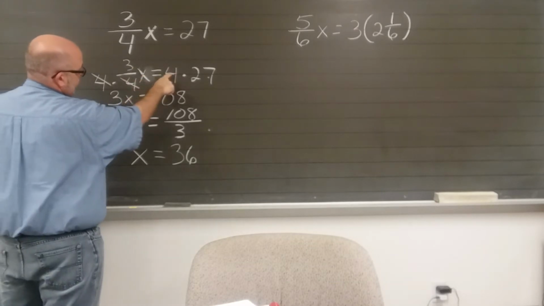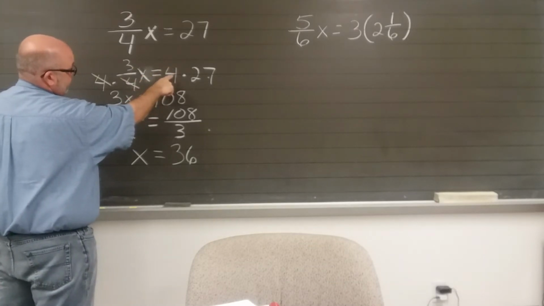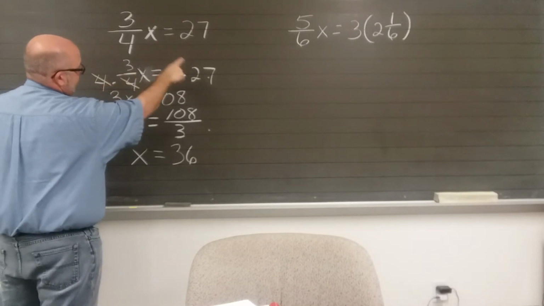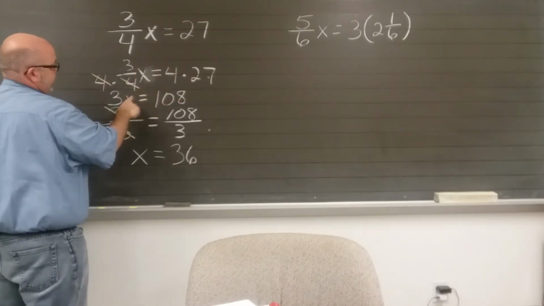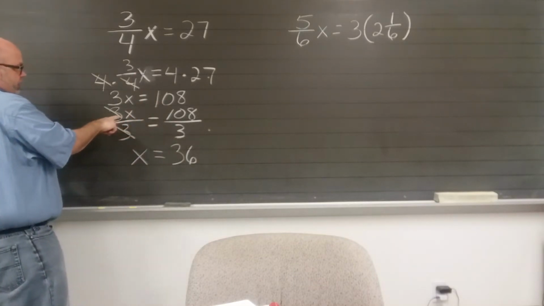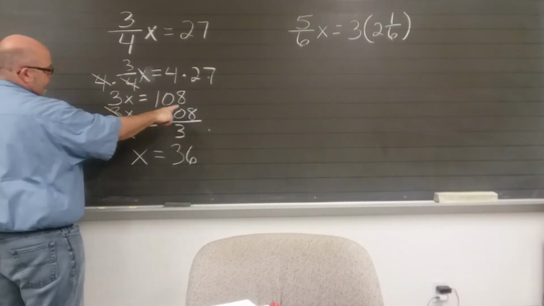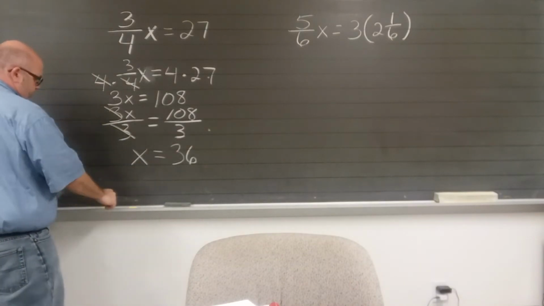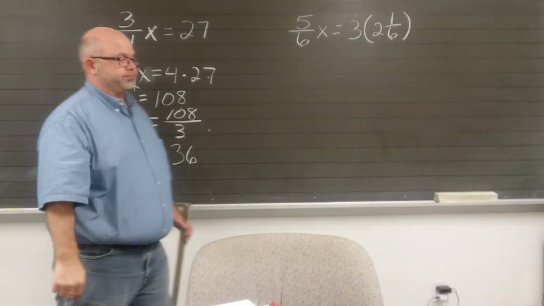3x equals, remember to do the same thing on the other side. You multiply by 4 over here, you have to multiply by 4 over here. 3x equals 108. And then you know how to do this. 3x divided by 3 equals 108 divided by 3. X equals 36.